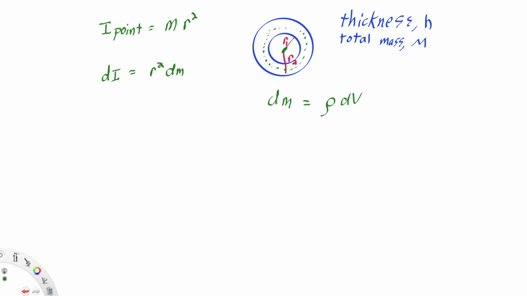All right, Eric, can you be a little more specific? If we have some arbitrary circular shell at radius little r, how much volume, right? What can we use as an expression for this differential volume?